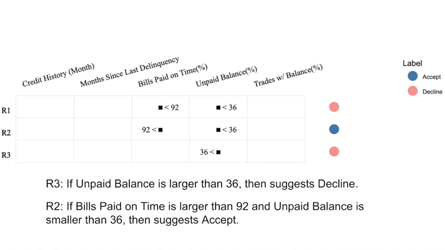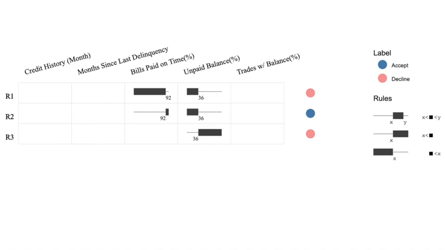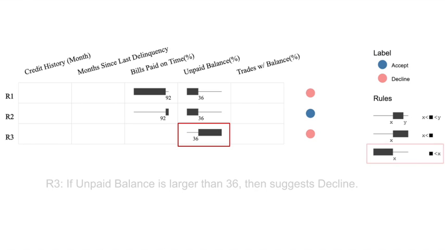Similar to the previous visual representation, here we still put a condition to a specific column based on the feature this condition uses. However, here we use a black rectangle marked with values to represent the condition. If the rectangle is marked with two values, x and y, then it represents a range larger than x and smaller than y. And if the rectangle only has one value, x, marked on the left side, then it represents a range larger than x. For the rectangle with only value x marked on the right side, it means a range smaller than x. For example, the third row represents the rule R3, if unpaid balance is larger than 36, then suggests decline.